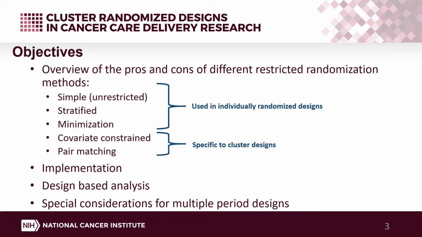So I'm going to provide an overview of some of the pros and the cons of what we call different restricted methods of randomization. So we're going to start off by just summarizing what we might call the simple or unrestricted randomization method. Also summarizing some commonly used methods known as stratified randomization and minimization, noting that these methods are used in individually randomized designs. And also go on to introduce the concepts of some randomization methods that are specific to the use of cluster designs. And these include covariate constrained randomization and pair matching.